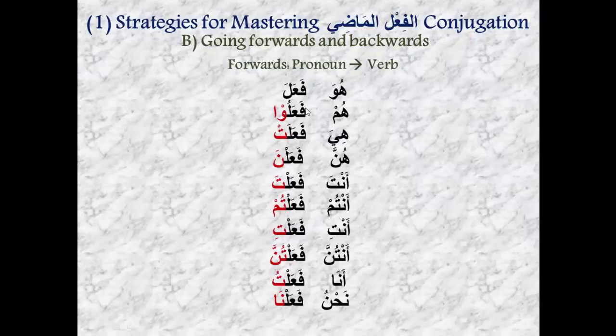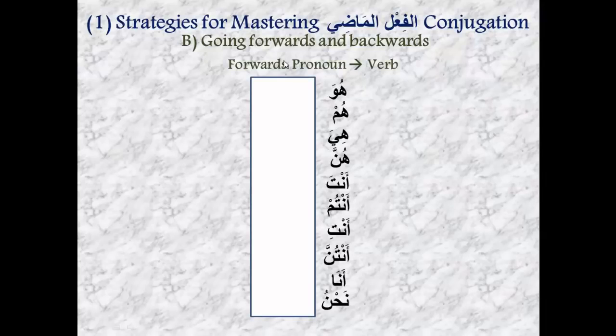Going forwards is basically training yourself to go from the pronoun to the verb. So you would take a piece of paper and cover up the left column, and then try to predict the verb. Then you would move this paper down as you proceed.